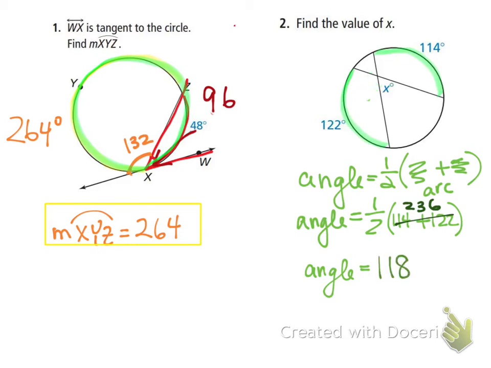Correct, 118. So we just found these two angles are 118. But we want to find x. So again, they are a linear pair. They're right next door to each other. They form a straight angle together. So what can I do to find the value of x?